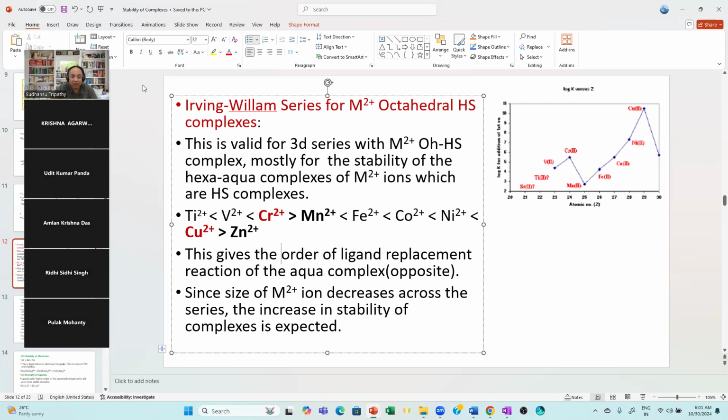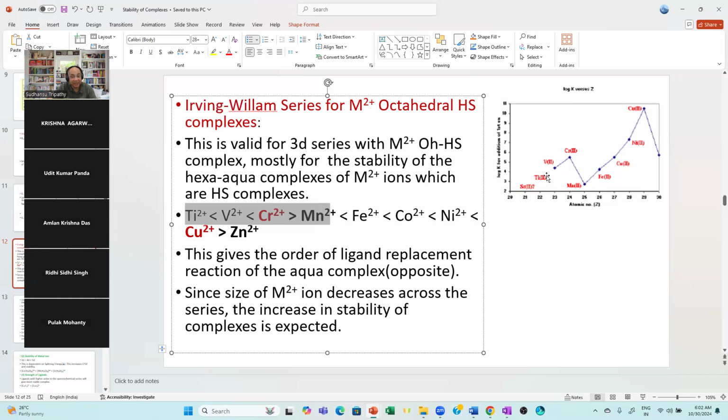Irving and Williams have found a very interesting series. Most of the books start from manganese, but we start from the beginning. Scandium +3 is there. As we shall revise in our transition metal chemistry, scandium has only the +3 state. It doesn't have a variable oxidation state. Irving and Williams have given the order for +2, so there are no such compounds for scandium 2 plus.